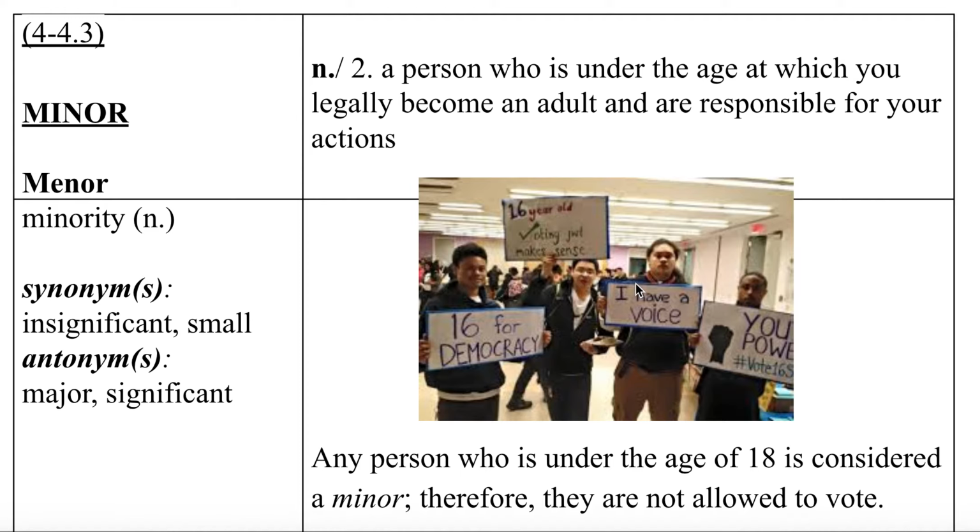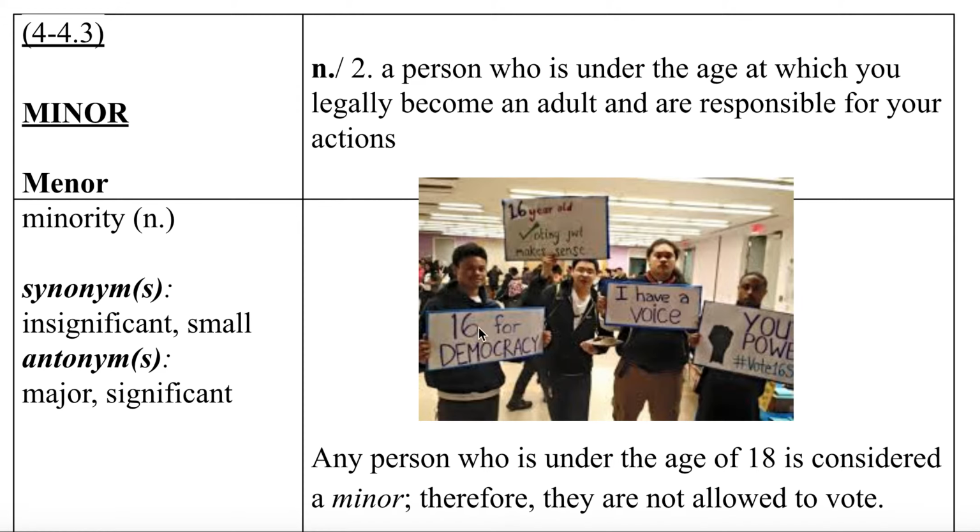And you can see in this picture, these are some students who believe that people should be allowed to vote when they're 16. So they have these signs: 16 for democracy, 16 years old can vote, voting just makes sense. But they believe that. Right now, that is not the law. You have to be 18 to vote, because if you're under 18, you're a minor. If you're a minor, you're not considered to be legally an adult, so you can't fully participate by voting.